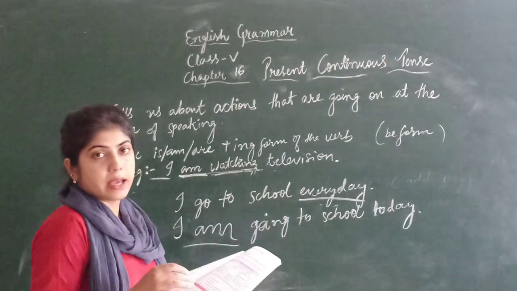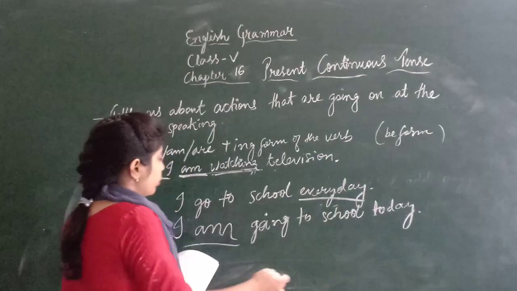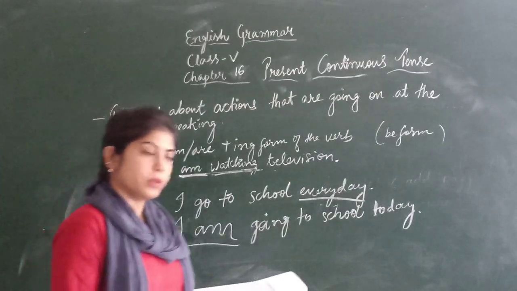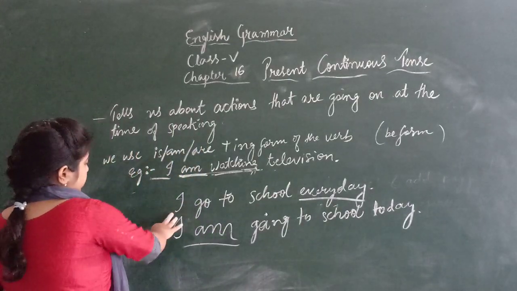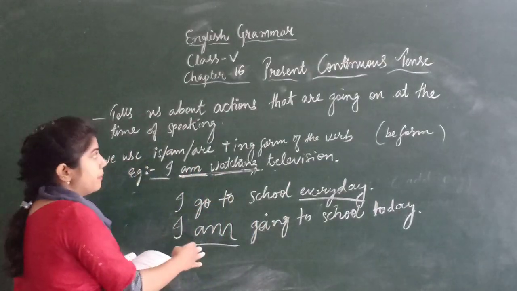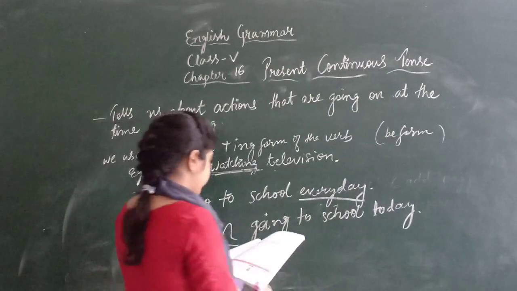Present continuous tense kya hai? Continuous, abhi jo chal raha hai, right? So today means I am going to school today. Main aaj school ja rahi hoon. So in this way you can convert sentences if they are given in simple present tense to present continuous tense. So this is the basic difference.